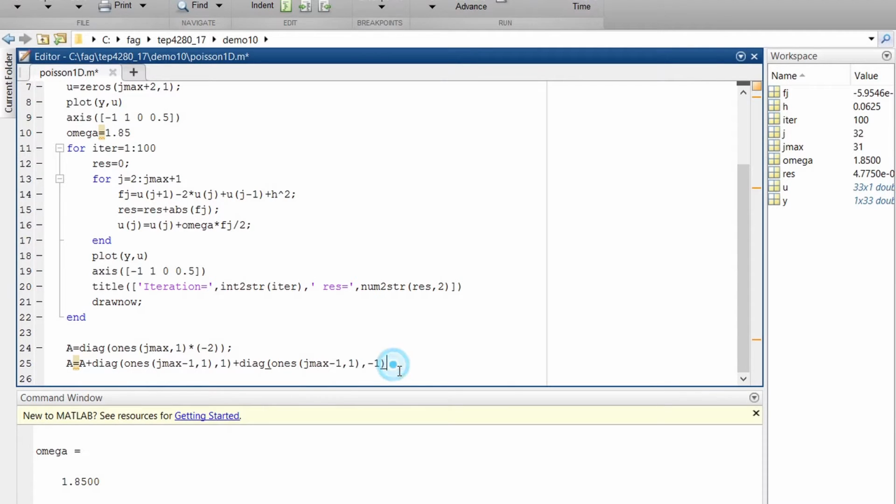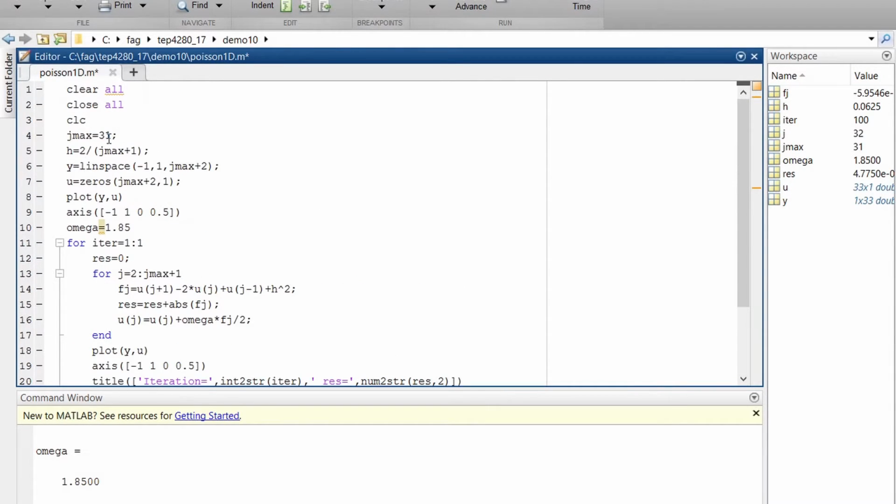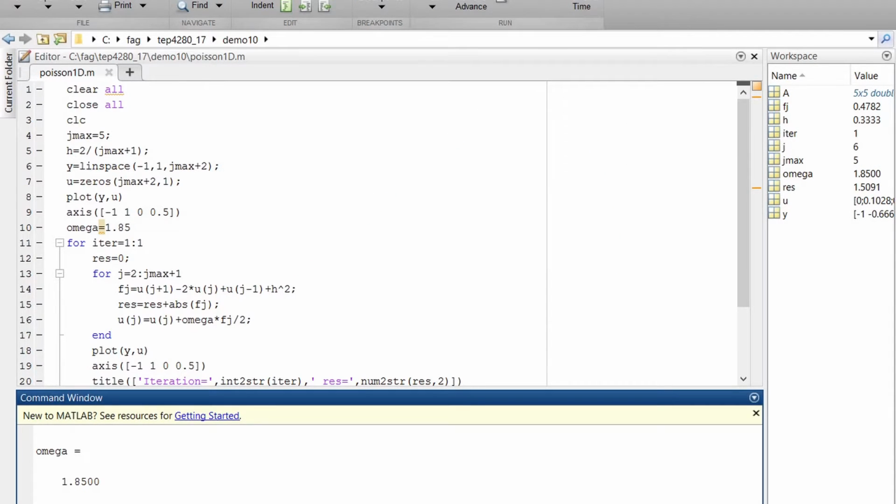Let's just try that one to see how it looks. Let's take 5 unknowns. And we can print it out. So it should now look something like this. Minus 2 on the diagonal, plus 1 and plus 1 for the neighbors. And it is indeed a 5 by 5 matrix.